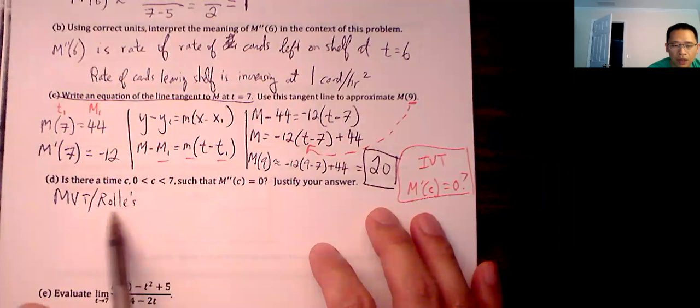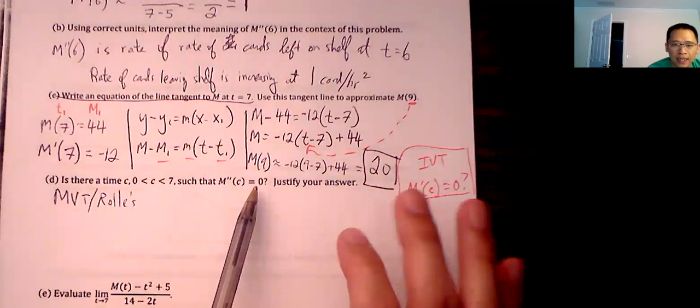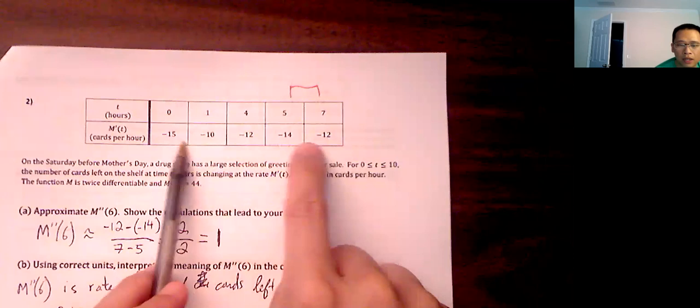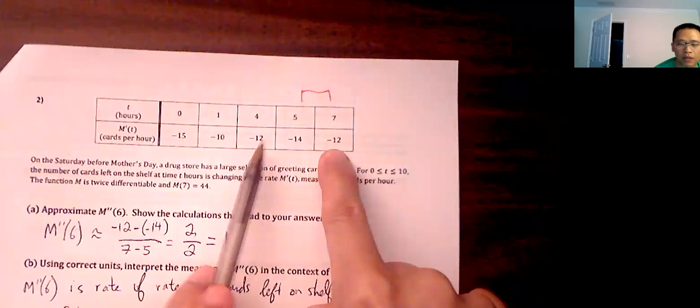So if I want to guarantee a slope of 0, I need my M prime endpoints to be the same. All right. So we look at our M prime and do we find any M primes that are the same value? Right. Obviously not at the endpoints, but do we see any other M primes that are the same? And we do between 4 and 7, right? So between 4 and 7, imagine that these are ordered pairs.